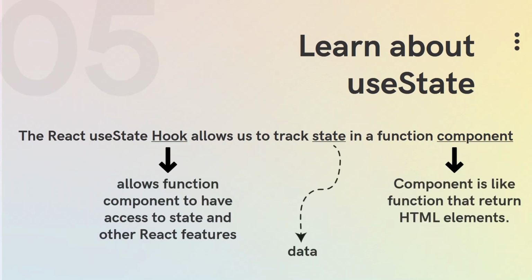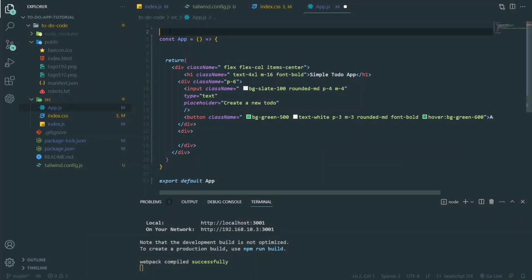Okay, so what is the hook? Hook is actually the function that allows the functional component to have access to the state and the other React features. Okay, so what is the state here? State simply refers to the data, and what is the component? The function component, or the component, is simply the function that returns the HTML elements. All right, so that's it, and this is all we need to know. And for that I have to import something here, which is useState from React.